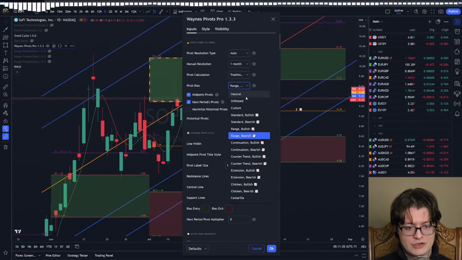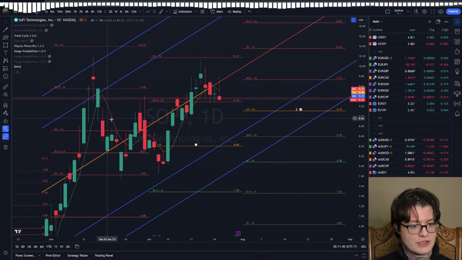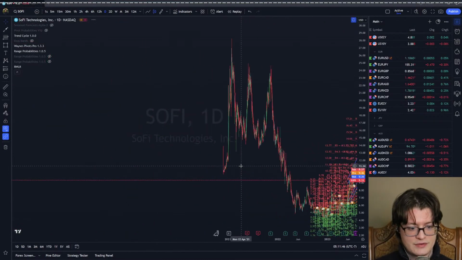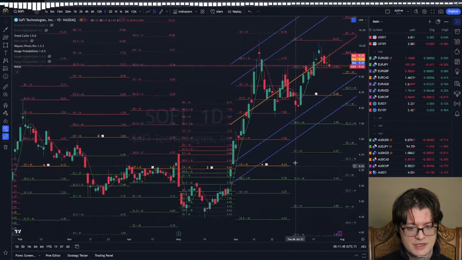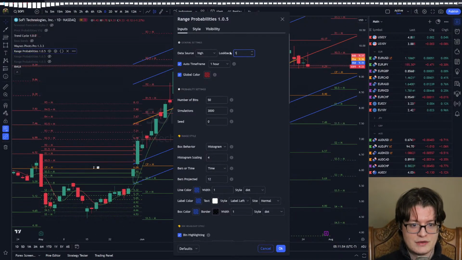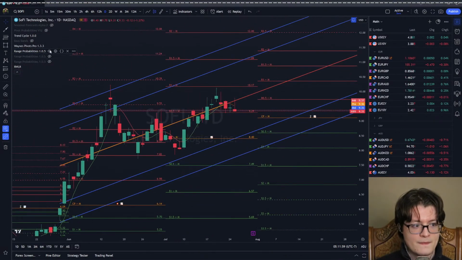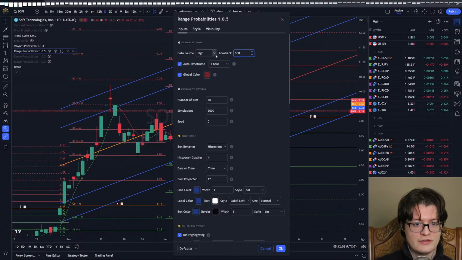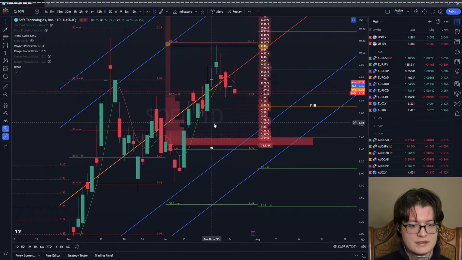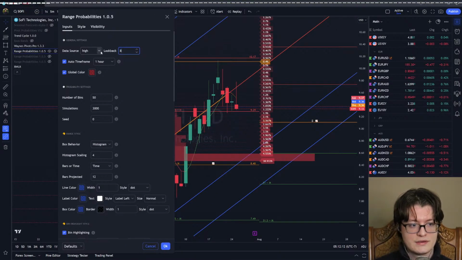Real quick, let's go back to unbiased, and let's actually load pivot. Actually, how much historical data does this thing have? Yeah, it doesn't have that much data. Notice how range probabilities isn't loading? Well, that's because we have to set the look back to like 1,000 bars, something like that. Well, not even 1,000 bars, 500. Yeah. Not a whole lot of data to deal with.